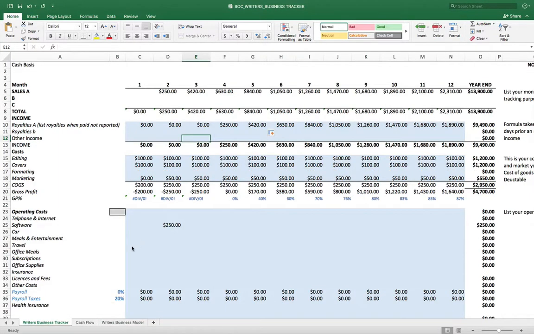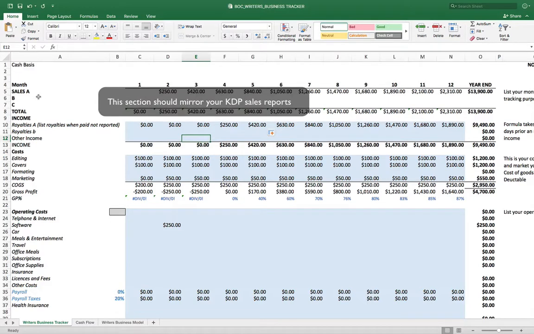Okay, so let's talk about tab 1, business tracker. Up here we've just got a note telling you we're running this business on a cash basis. What that means is that we're accounting for revenue when we actually receive that revenue, not when it's booked by the seller. So in the case of Amazon with the 60 to 90 day lag, we may see the sales in Amazon, but we don't actually collect them until 60 days later.